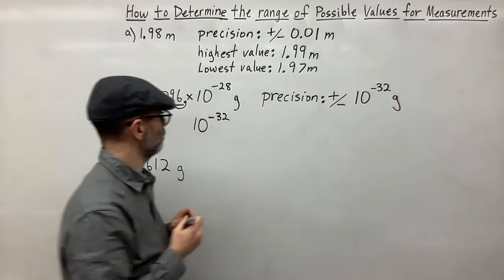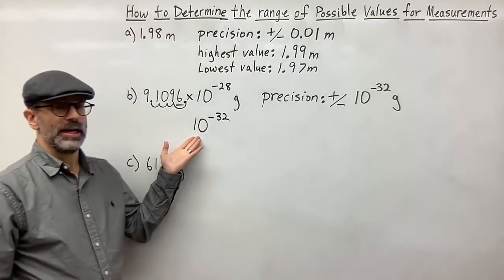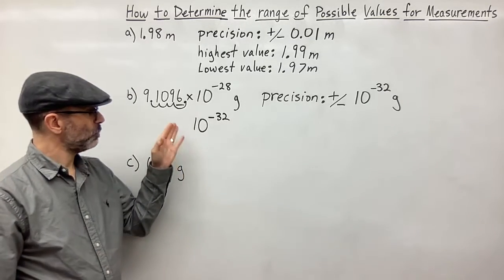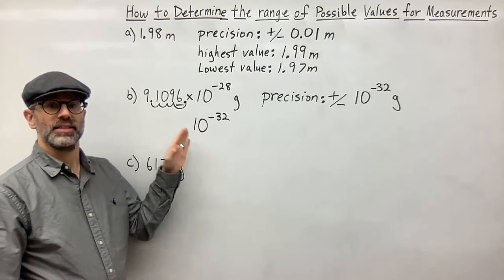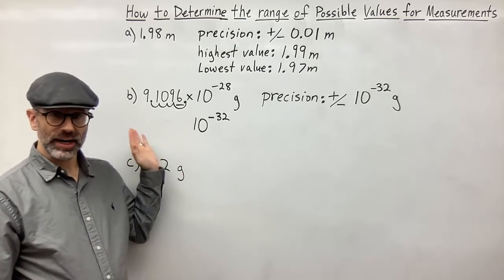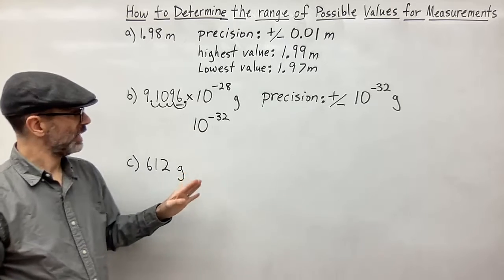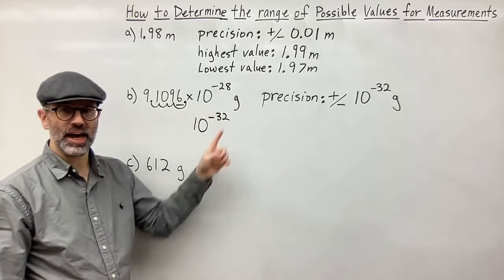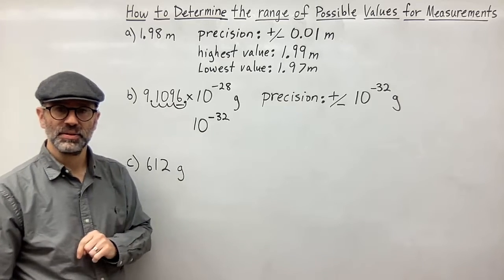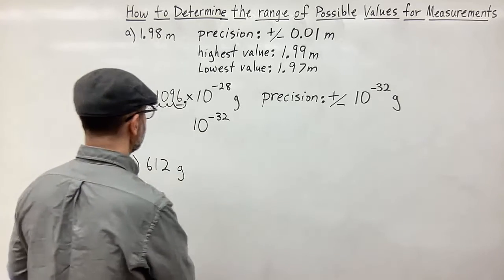Or if you wanted to write it out it would be plus or minus 0.000. So you write 31 zeros and then a 1 after that, right? But we don't want to do that. This is a lot easier. So that's the precision. That's how you find precision.